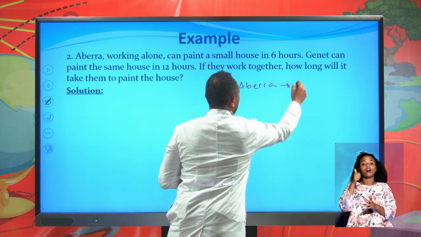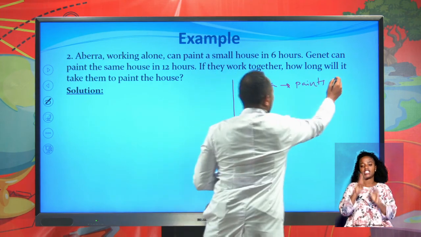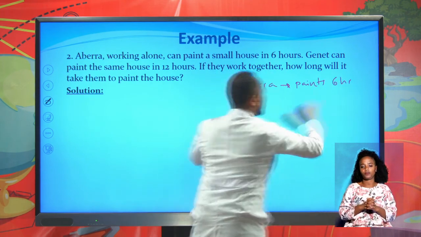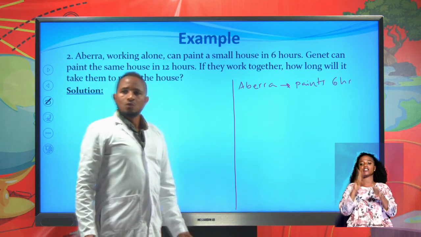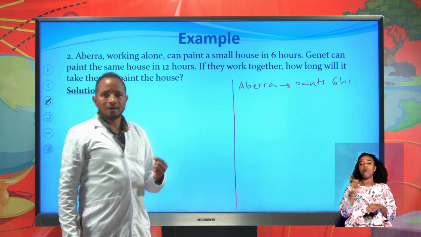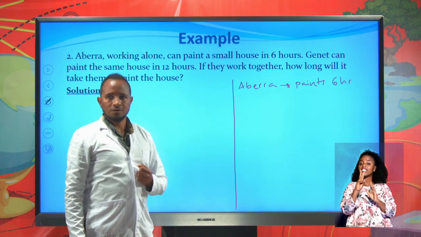Paints in 6 hours. It can complete the whole job in 6 hours. So, what fraction of work can Abera finish in 3 hours?